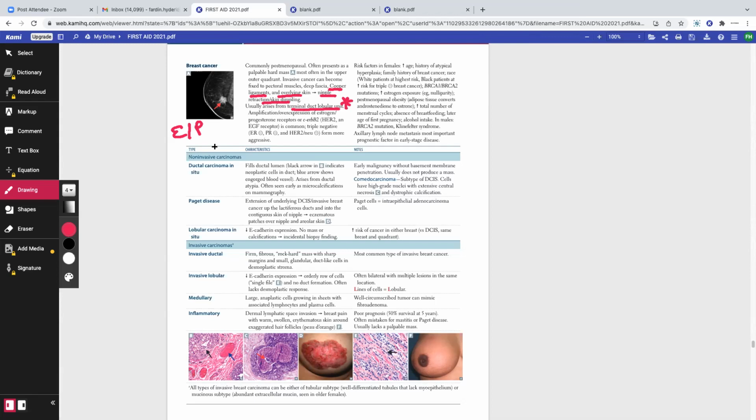Now, the thing is, if there is a mutation, hear me out. If there is a mutation that is resulting in gain of function of the estrogen and the progesterone receptor, will there be a lot of activity of the estrogen and the progesterone receptor? Yes or no? In a gain of function mutation, the answer is yes. If there is a lot of activity of the estrogen and the progesterone receptors, what will happen to the estrogen and progesterone?